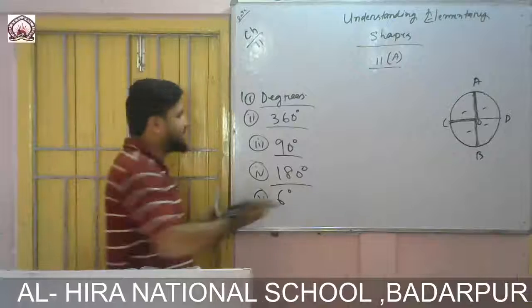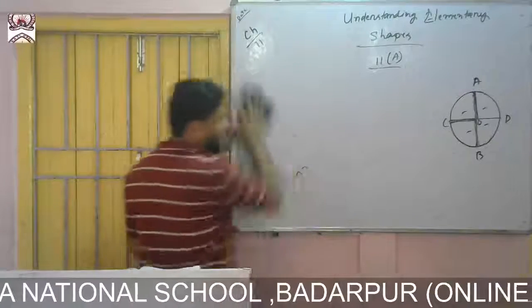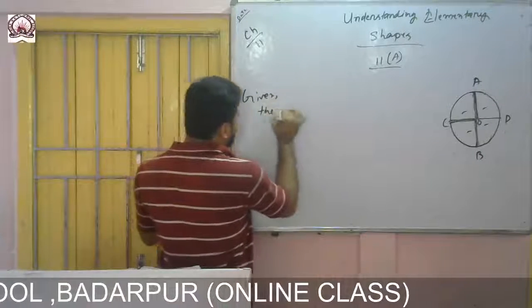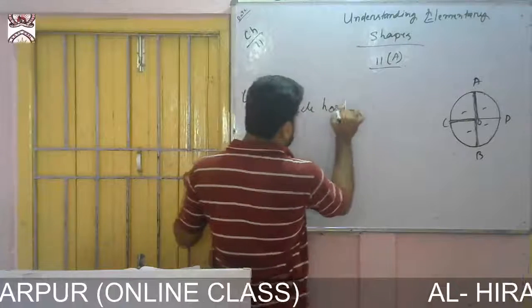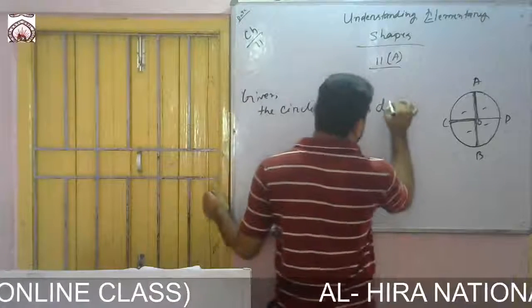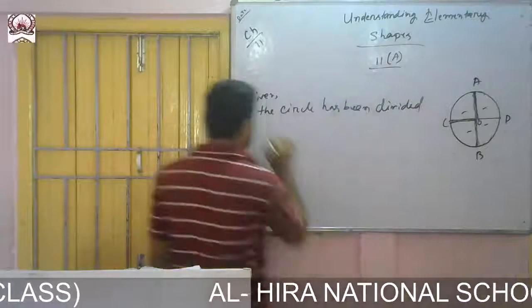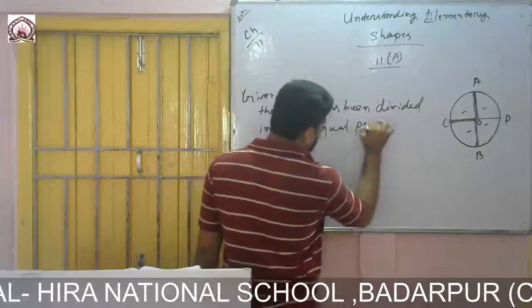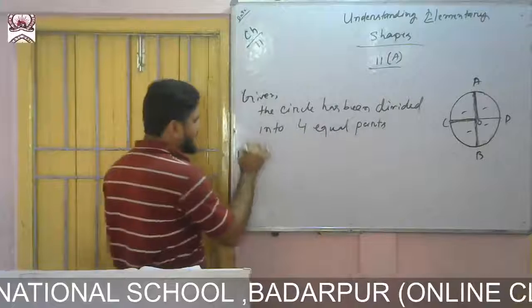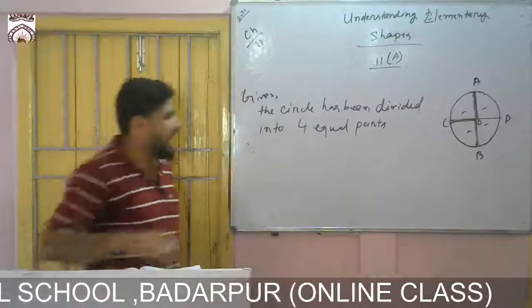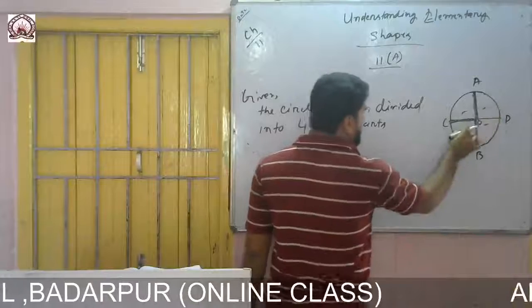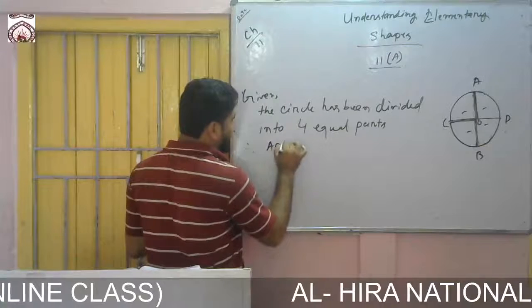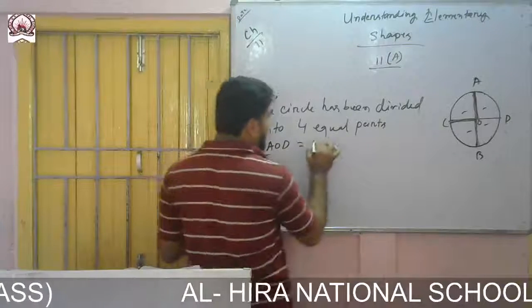Given the circle has been divided into 4 equal parts. Therefore I can say that this angle will be equal to this angle, this angle will be equal to this angle. So write angle AOD will be equal to angle BOD.